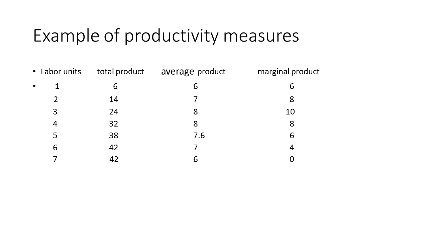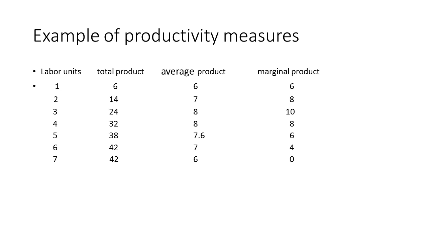So here we have an example of these productivity measures. So for instance, I have labor units 1 through 7, and I have total product 6 through 42. Then I've calculated average product, marginal product also. So with 1 unit of labor, I produce 6 units of output, and I'm assuming with 0, I produce 0. With 2, I'll produce 14. With 3, I'll produce 24. With 4, I'll produce 32. 5, I'll produce 38. 6, I'll produce 42. And 7, I'll produce 42.